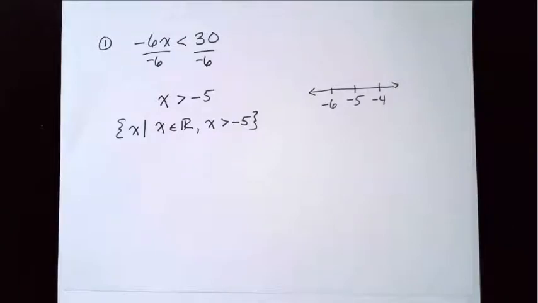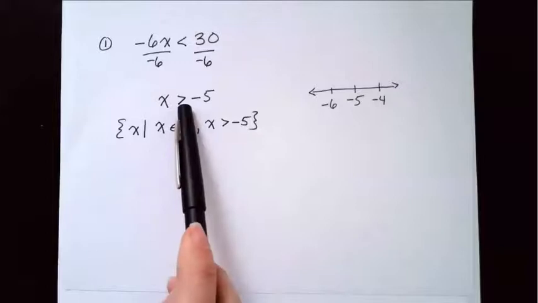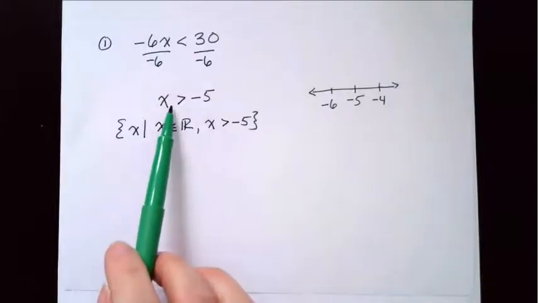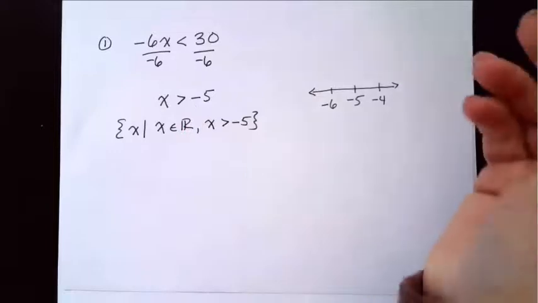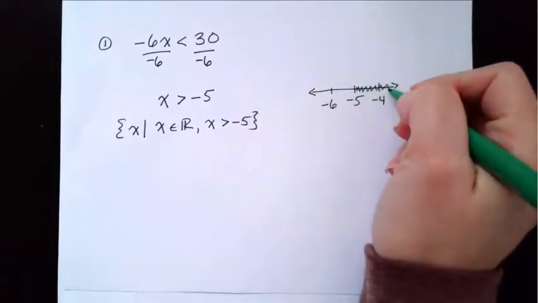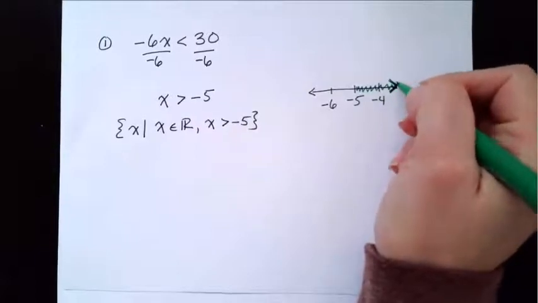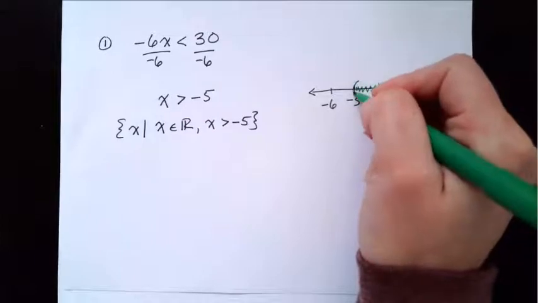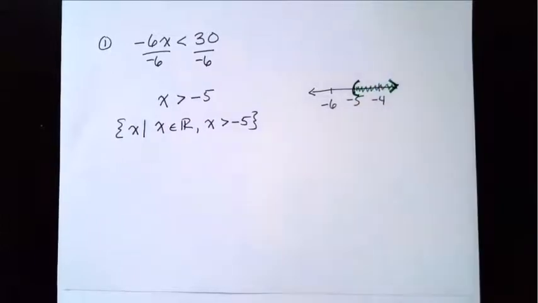All right, so negative 5 is not included in my solution set because it's not equal to, so I'll have to use parentheses at negative 5, but I don't know which direction yet, so I won't draw that first. Since x is bigger or greater than negative 5, I'm shading the values to the right of negative 5. Okay? As we go to the right, we get larger. And my shading is going to keep going. And like I said, since negative 5 is not included, we're using parentheses.